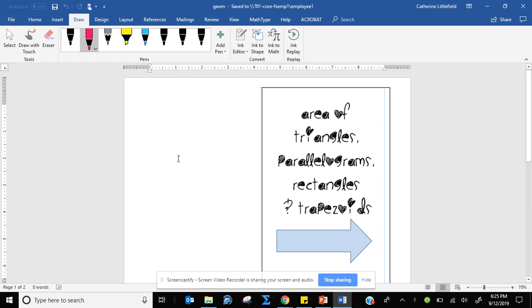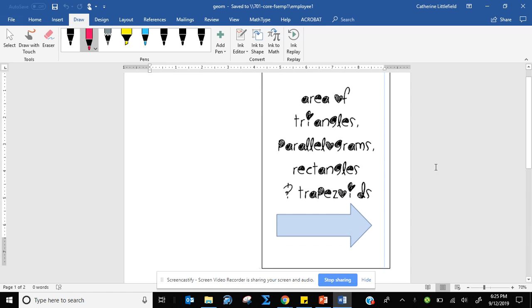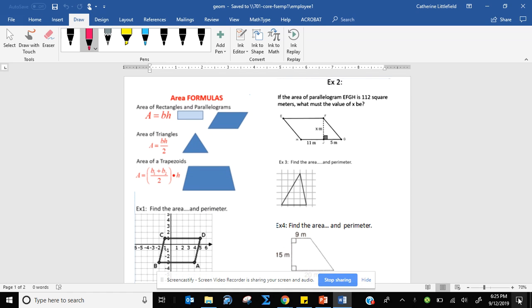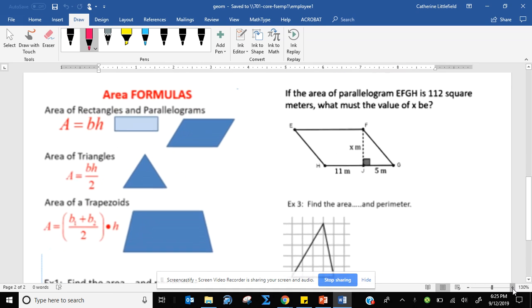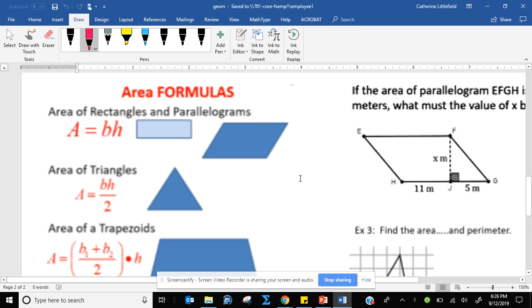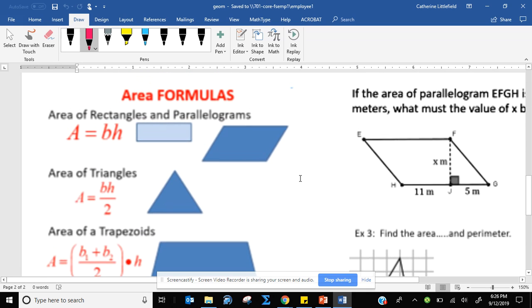So you should have this foldable, a pen or a pencil, and of course your notebooks. And if you really want to, you should grab a calculator too. So we're going to zoom into this first portion of the foldable, all the area formulas. So the areas of rectangles and parallelograms. As you guys probably remember, area is the stuff that just makes up inside of the shape, okay?